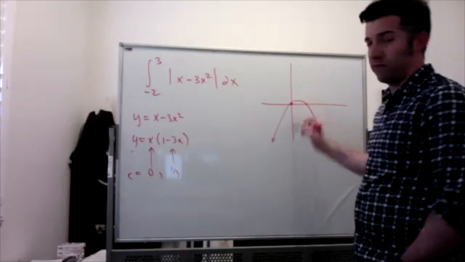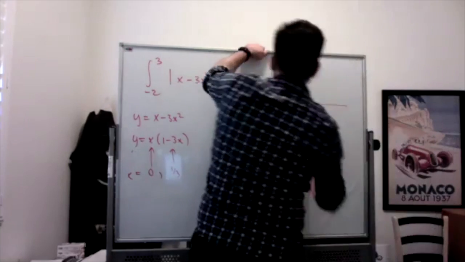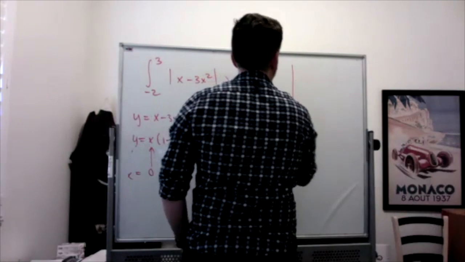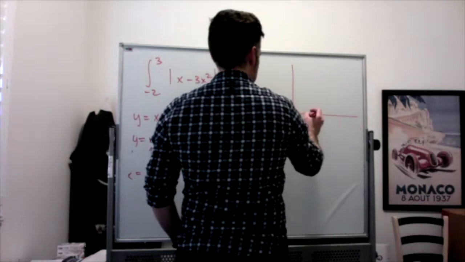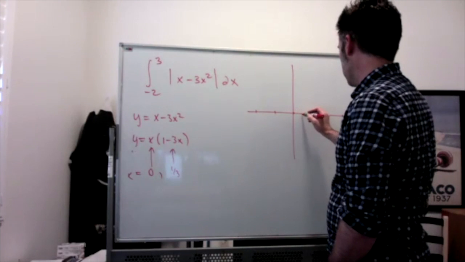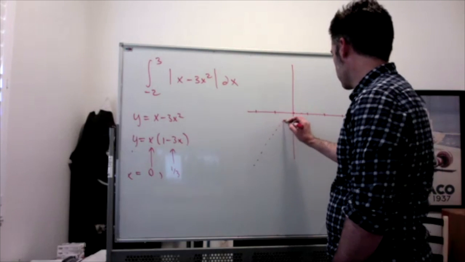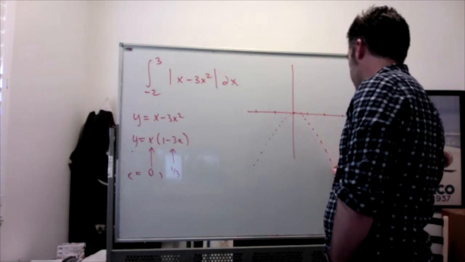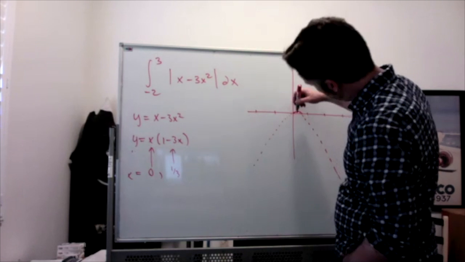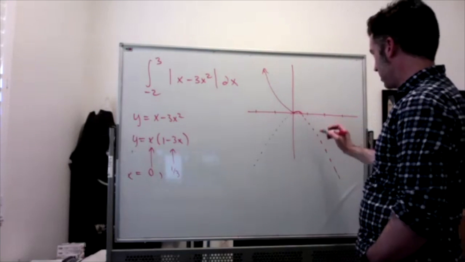But the problem is it's an absolute value. So any negative value gets flipped over to being positive. So I'm going to draw it again. I'm trying to give myself a little bit more room here. Again, we're hitting at 0 and 1/3, which kind of looks dumb, but whatever. And so it would go like this. But the thing is, it's going to flip the negative parts over. So instead of looking like that, it's actually going to look like that.